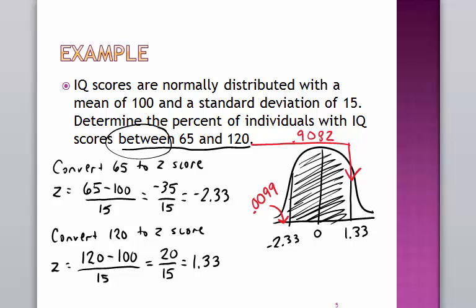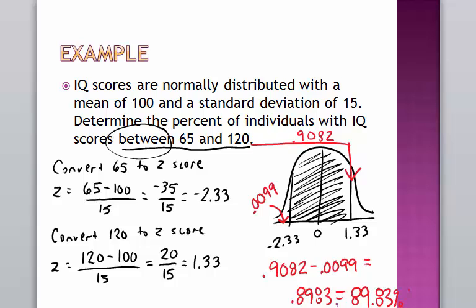And so how do we find the area of the shaded region? Remember that the 0.0099 is not shaded, which means it's going to need to be subtracted off. So we're going to take 0.9082, which is the total of these three sections, and we're going to take off the one section that we don't want. So 0.9082 minus 0.0099 leaves me with a final answer of 0.8983, which written as a percent will be 89.83%.